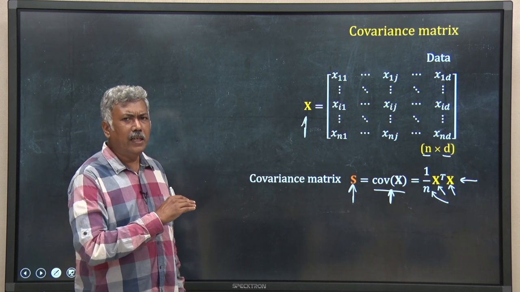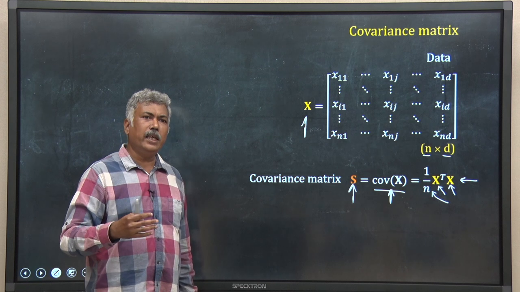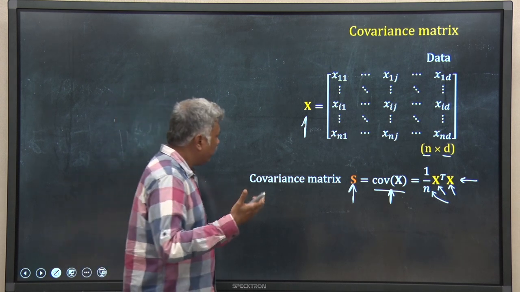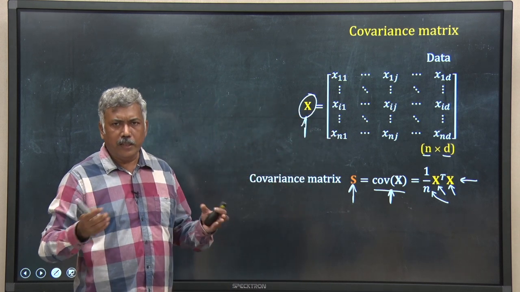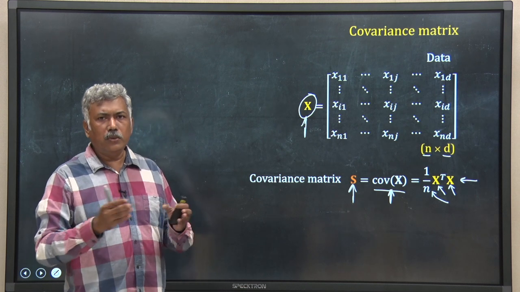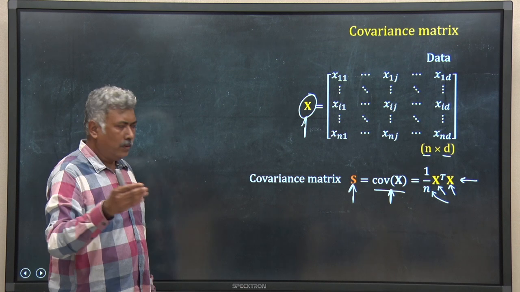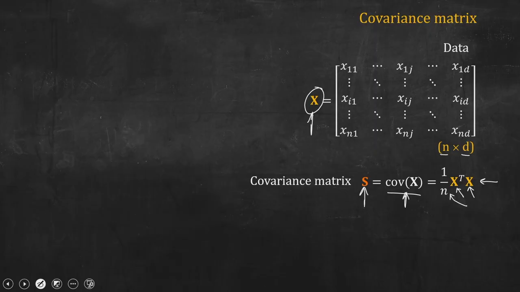But I have not written the subscript C, because in general, in PCA, by default, we are supposed to use centered data. So, we are supposed to start with the data itself, which is centered. In most of the literature and textbooks, we simply do not use the subscript C anymore, to reduce the equation. So, what have I got? I have the covariance matrix S for X equal to 1 by n into X transpose X.